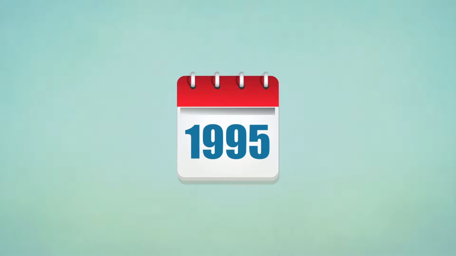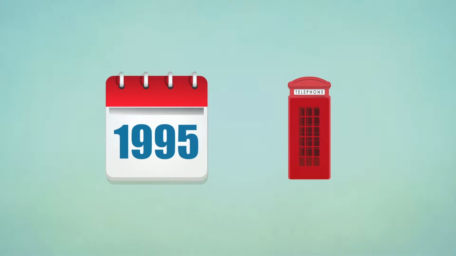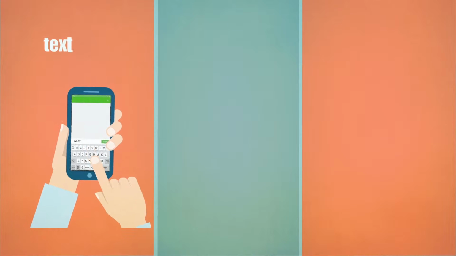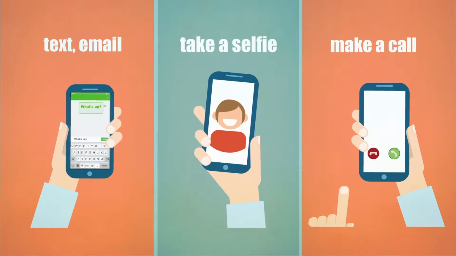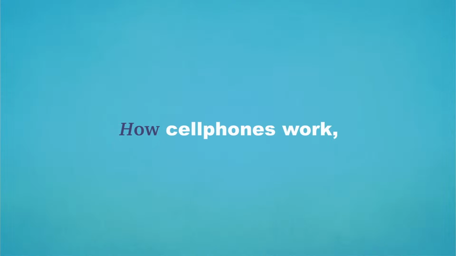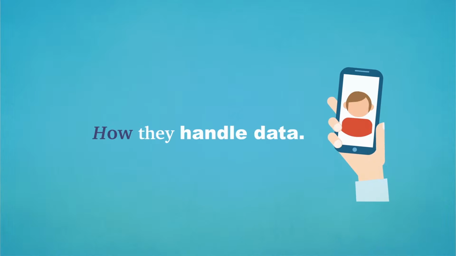Less than 20 years ago, people had to look for payphones to make a call away from their home or office phones. These days, cell phones are everywhere, whether you use them to text, email, take a selfie, or yes, even make a call. In this video, we'll cover how cell phones work, how they get used for both calls and text, and how they handle data.